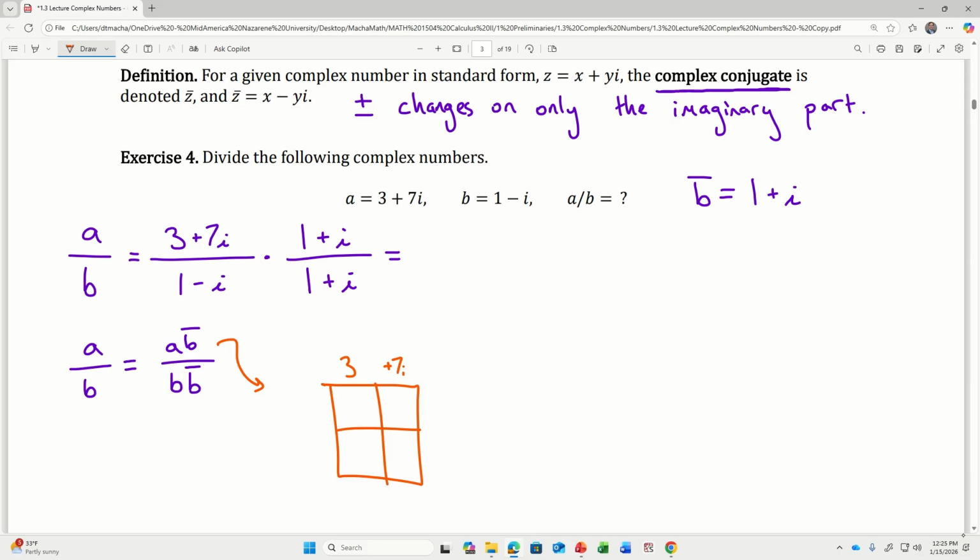3 plus 7i times 1 plus i. It's going to be 3, 7i, 3i, and plus 7i squared. And altogether, the numerator is going to be 3 minus 7 plus 10i.